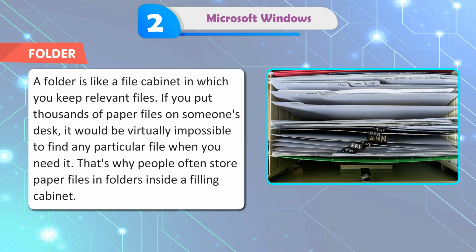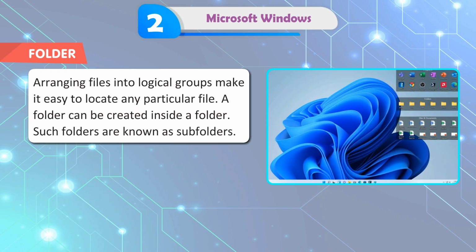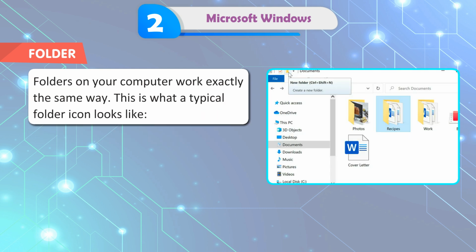Folders. A folder is like a file cabinet in which you keep relevant files. If you put thousands of paper files on someone's desk, it would be virtually impossible to find any particular file when you need it. That's why people often store paper files in folders inside a filing cabinet. Arranging files into logical groups makes it easy to locate any particular file. A folder can be created inside a folder. Such folders are known as subfolders. Folders on your computer work exactly the same way.